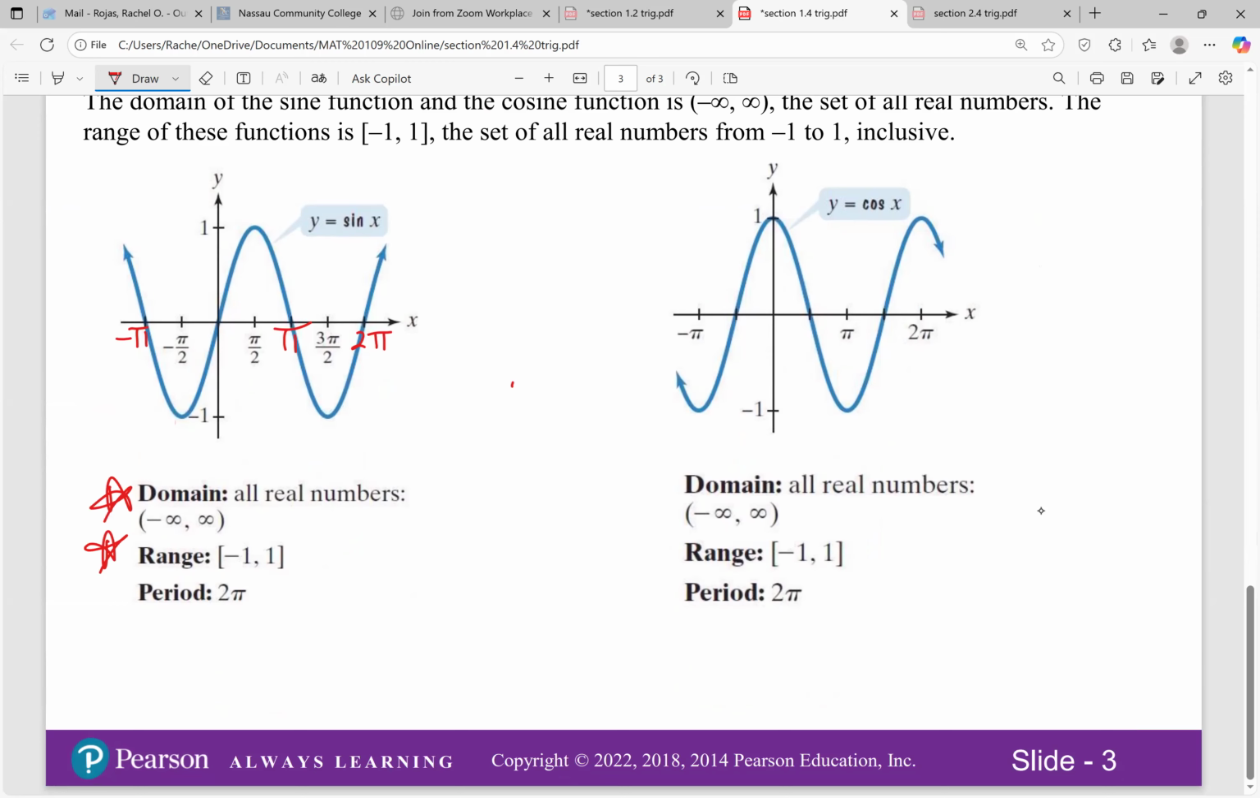And the period, which we're not really going to talk too much about in this class, is this: from 0, we go up, down, and then back up, and we're right back where we started. And then now we would see another mirror image. So what is it to complete one full revolution? It's from 0 to 2 pi. So that 2 pi is the distance. So it's the period.